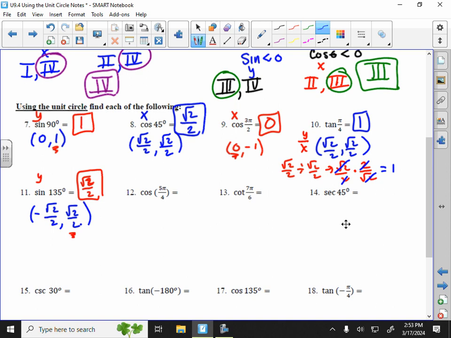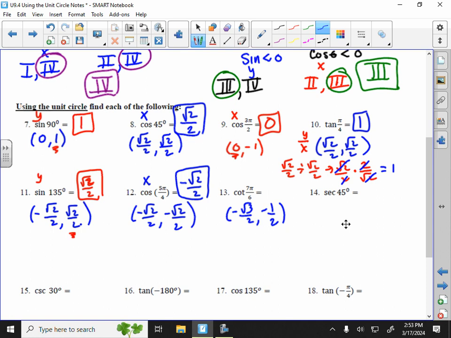All right, 5 pi over 4. So on the unit circle, that's where 225 degrees is. And so the ordered pair is negative root 2 over 2, comma, negative root 2 over 2. Cosine is the x-coordinate, and we want negative root 2 over 2 as our answer. All right, cotangent 7 pi over 6. So 7 pi over 6 is in quadrant 3. That's where 210 is. All right, so that ordered pair is negative root 3 over 2, comma, negative a half.